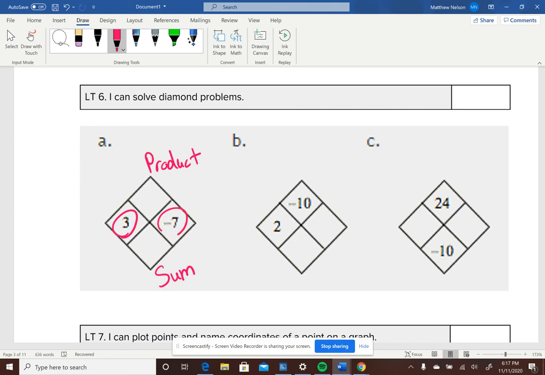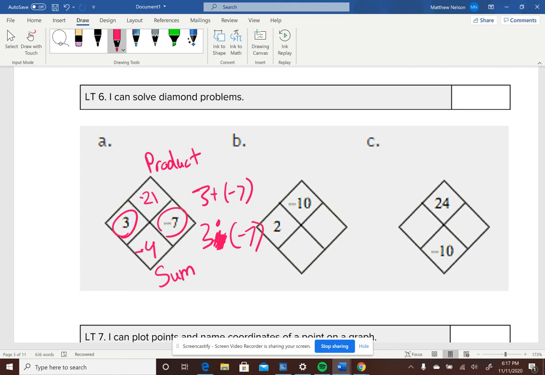So we're dealing with 3 and negative 7. If we're going to add those two together, 3 plus negative 7, that's going to give us negative 4. And then if we multiply them together, 3 times negative 7, I really should not use that x because that could represent a variable. So 3 times negative 7, that's going to be negative 21.